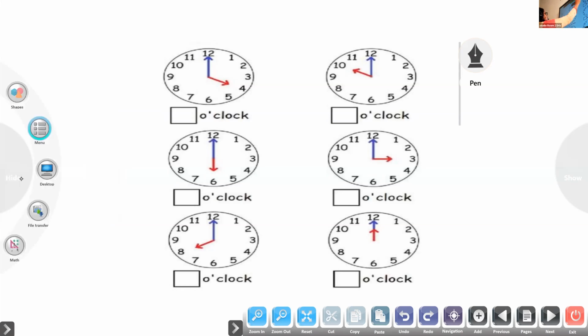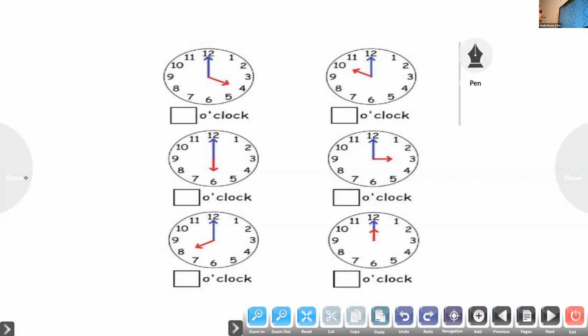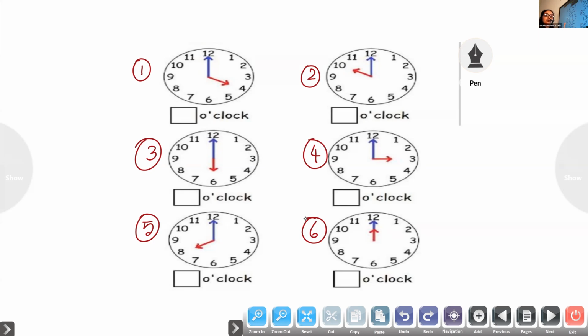So this is the worksheet. Now see, the shorthand and the longhand both are given in the question. You have to just write what is the number and what is the time shown by the clock. Now let me see who is going to tell me the time first. The first one I will do. You have to check the shorthand. The long hand will always be at 12. Since the shorthand is at 4, the time is 4 o'clock. Got it?